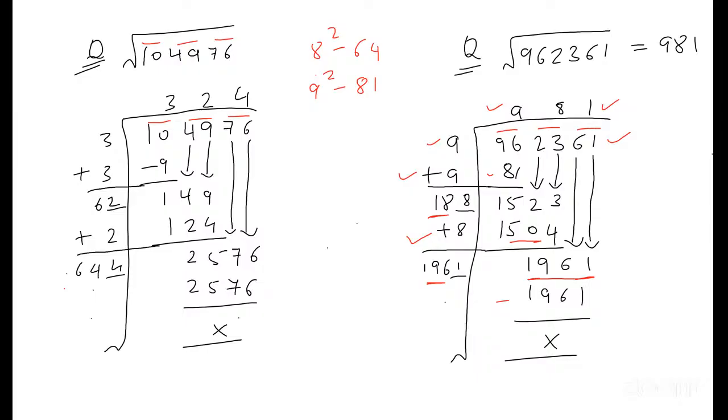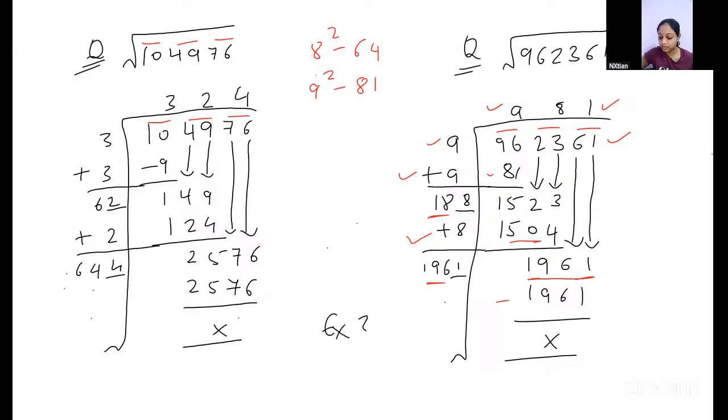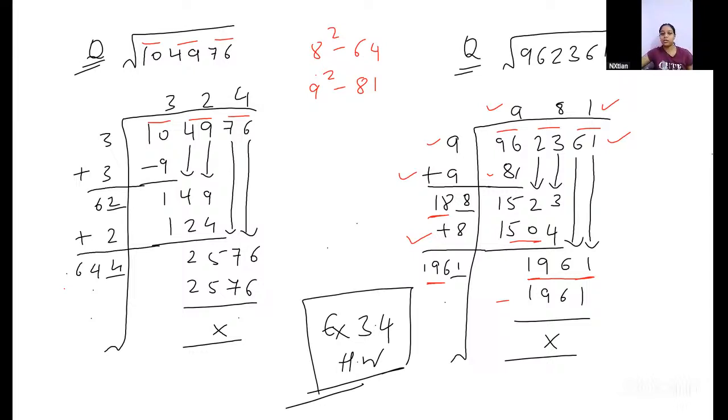Ma'am, I think it's 3.4. It says find the square root of each of the following. It doesn't specify, but 3.3 specified prime factorization. Yes, it's 3.4. So homework is exercise 3.4. Please do it and send it in the group.